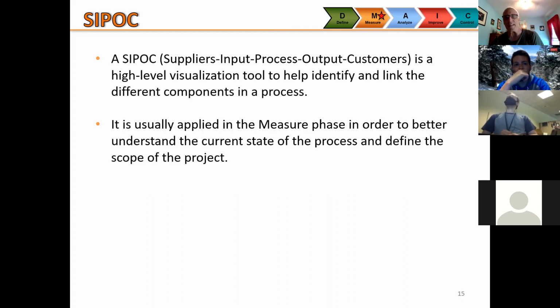Again, I think all these things are done with what I call an A3 team, which is 3 to 5 people. You don't do these things easily alone. It's better to get consensus to make sure that we're getting the truth down. It's applied in the measure phase to better understand the current state of the process. It's a high level tool to identify and link the different parts of a process. And I think you'll find it pretty cool.